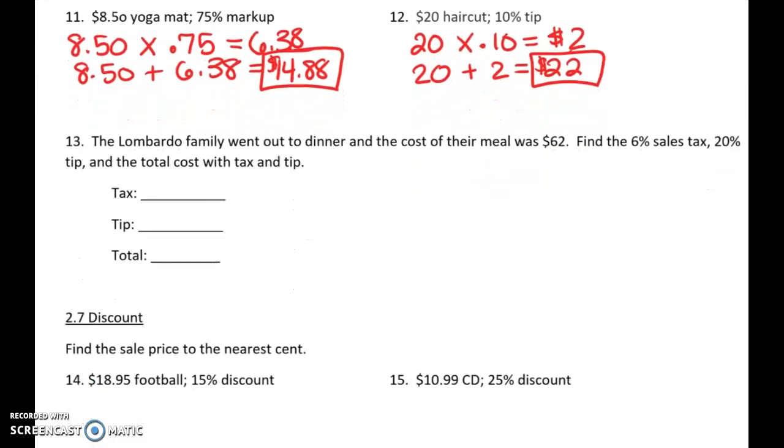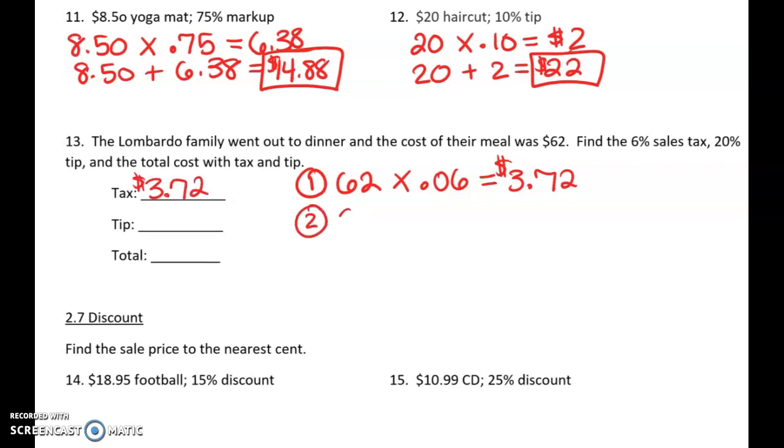All right, and the last one in this section, so they went out to dinner. Their meal was $62. So the first thing I'm going to do is find the tax. So it was a 6% sales tax on their food, which is $3.72. Okay, so that's the tax. So I'm going to put that over here.